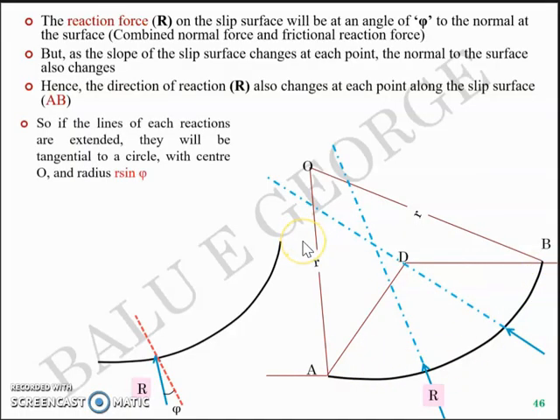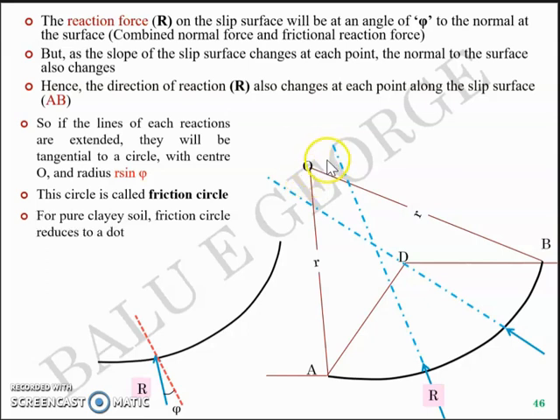So if the lines of each reaction are extended, they'll be tangential to a circle with center O and radius R sine phi. Now this R sine phi is explained in the previous video of the Swedish circle method, how you get R multiplied by sine phi. So such a circle is called a friction circle. If the lines of these reaction forces are extended, they'll be tangential to a circle, which is a friction circle, and that circle will have a center O and a radius R sine phi.